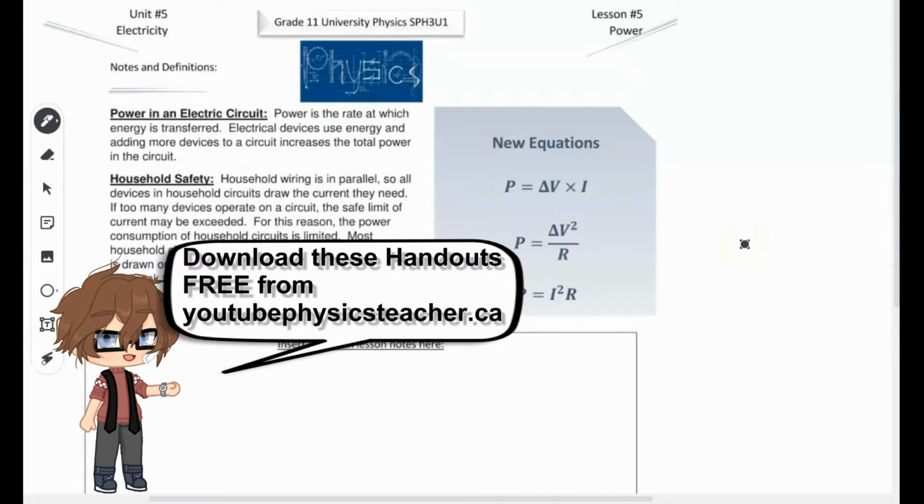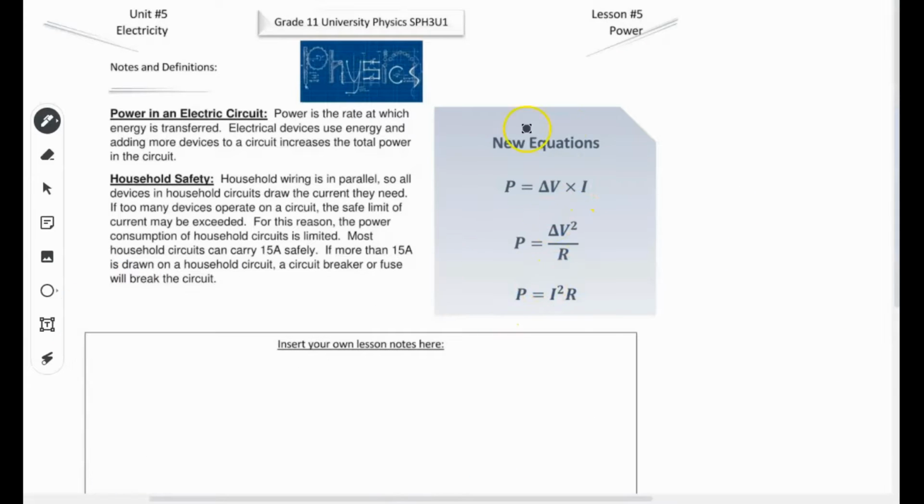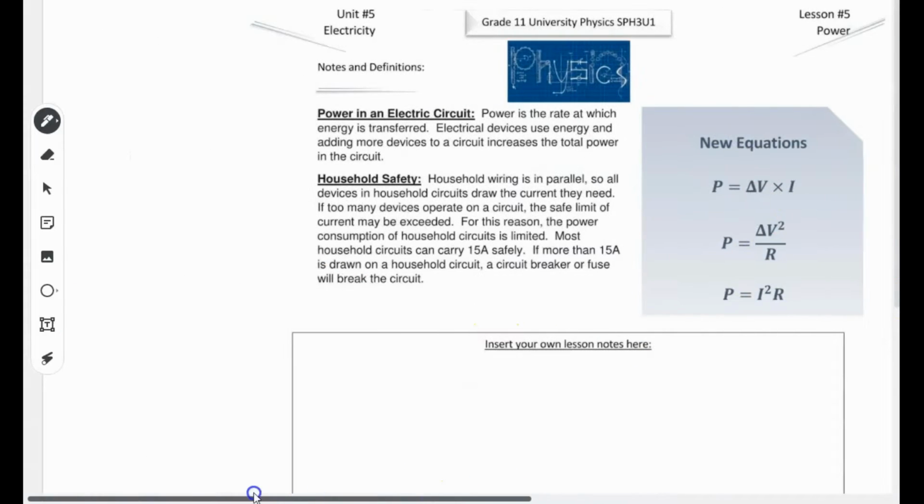So today's lesson is on power in an electric circuit. And I have equations for you here, but I'm going to show you where that comes from. Now, power is the rate at which energy is transferred. We've learned that equation before. Power equals change in energy over time. Or you can think of it as work over time as well, because work is change in energy.